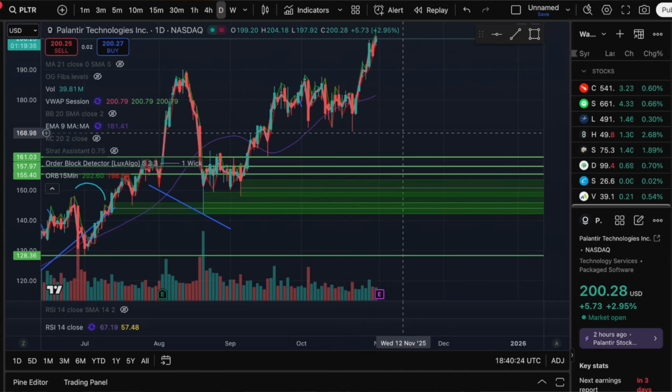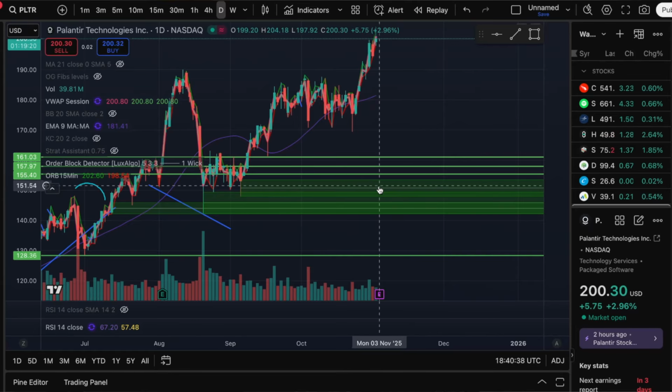So if it comes down on the daily to this order block, know that we could possibly be in the start of a bear market, and that would be a good first entry for long-term holds, right? If you wanted to buy Palantir long-term holds, that would be a really significant pullback. Even if it were to drop lower than that, over time, it would retrace back to above highs.